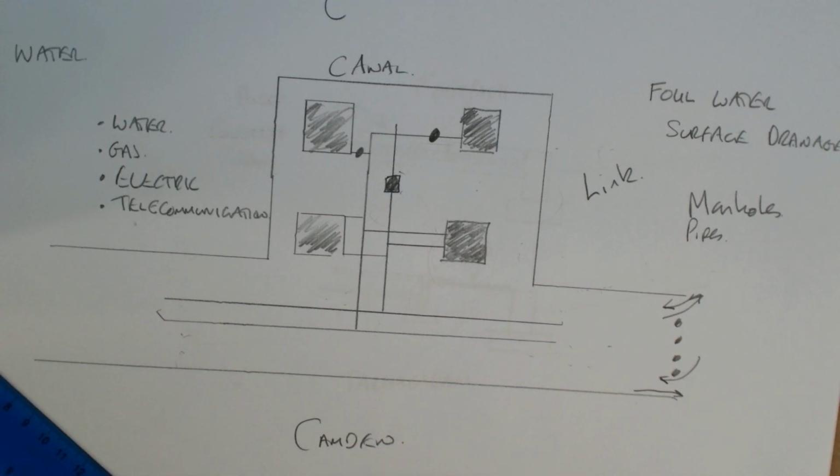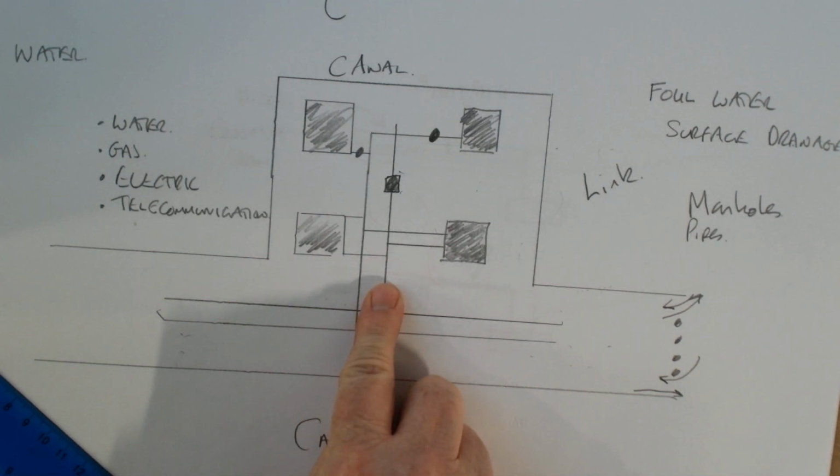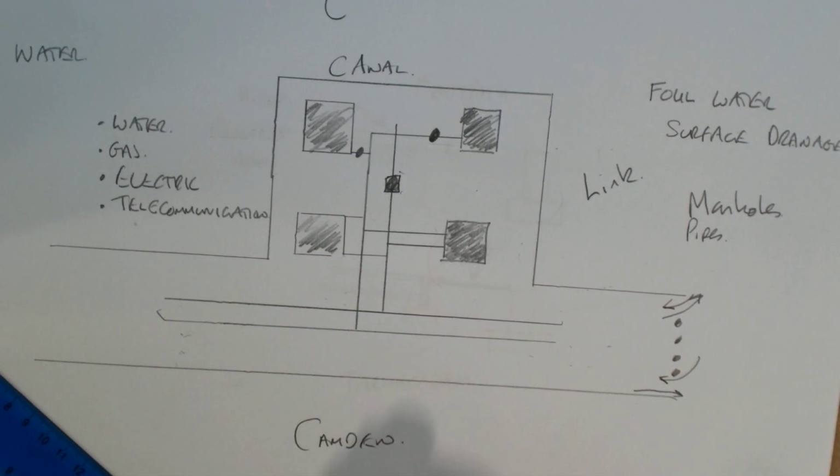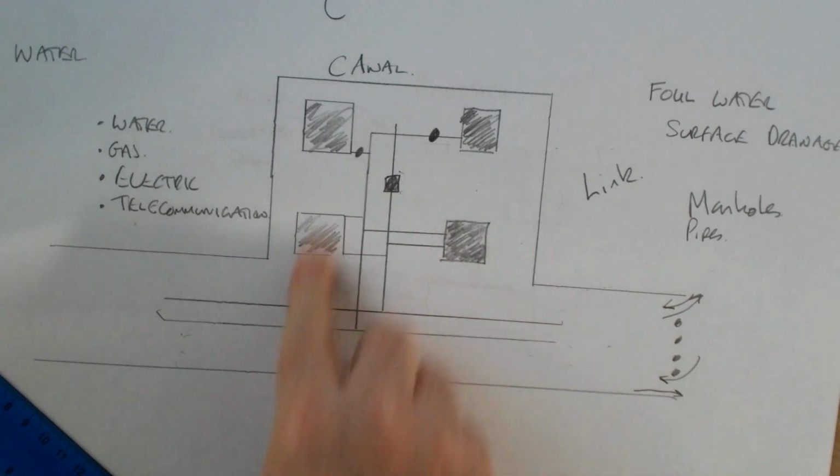If you think about it, the first part was about drainage. Okay, so it was about foul drainage and surface water drainage, and whether they're combined systems or separate systems. Here, it's a separate system.